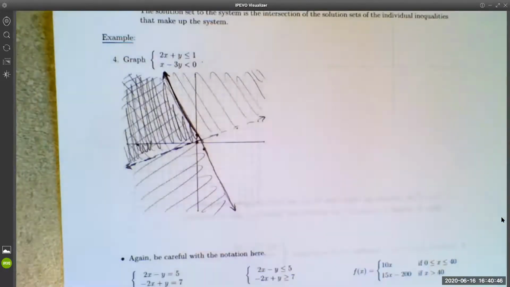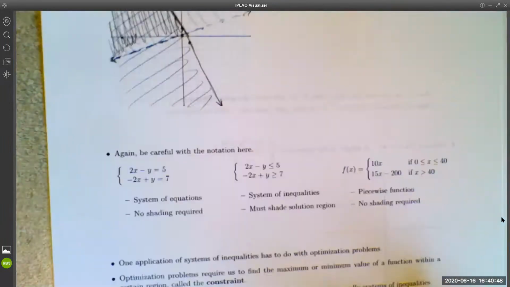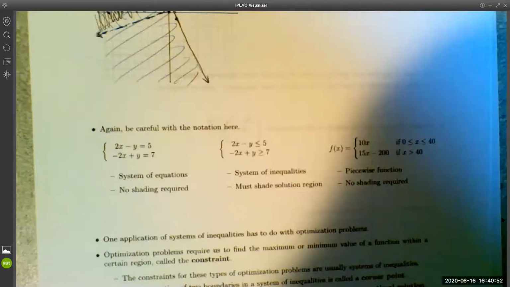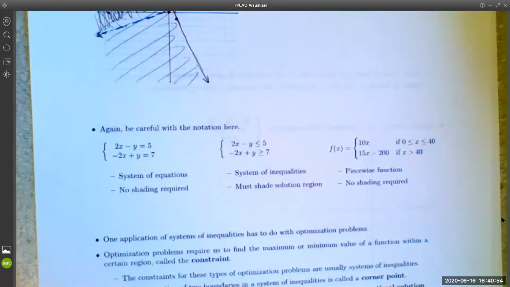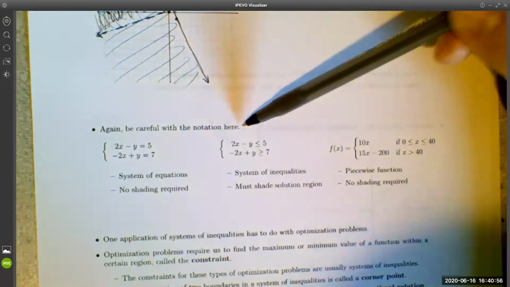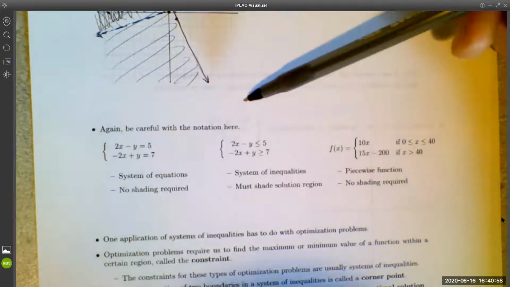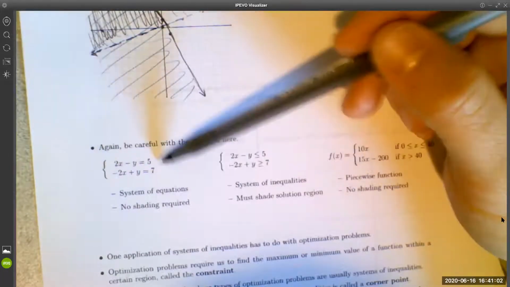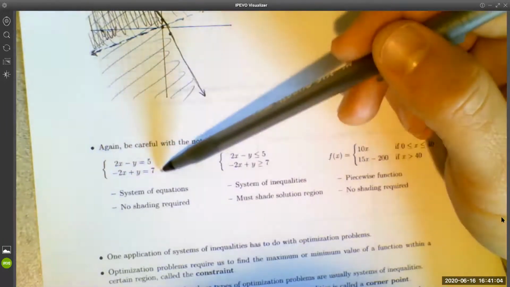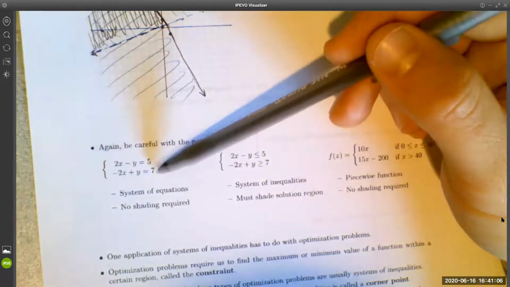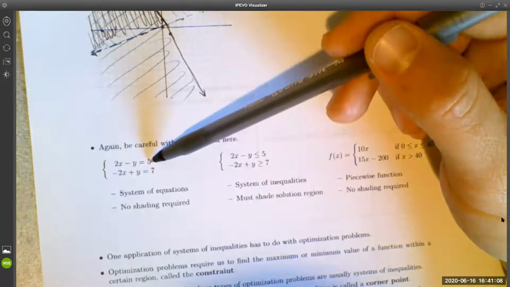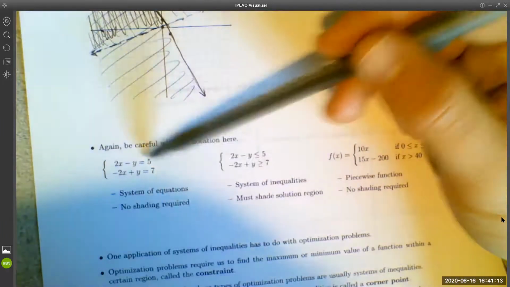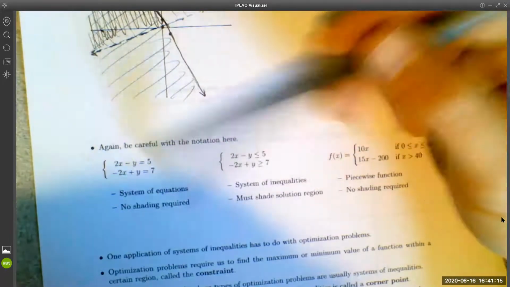Okay, so that's how graphing systems of inequalities works. Now, here I want to pause and remind you again to be careful with the notation. Okay, this thing right here is a system of equations. If you want to graph a system of equations, you just graph the lines, and the solution is the point where the lines intersect. There's no shading required here, right? No shading is required at all.